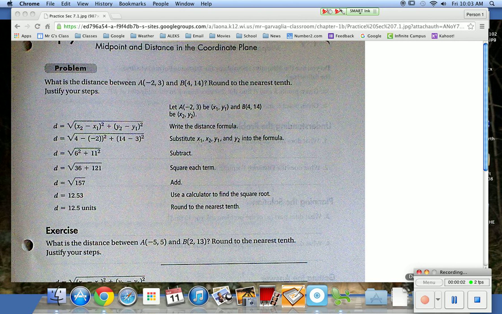Learning target for today. I'm not putting learning targets up on a board like this, like they do in some classes, because I use it here. Midpoint and distance in coordinate plane.